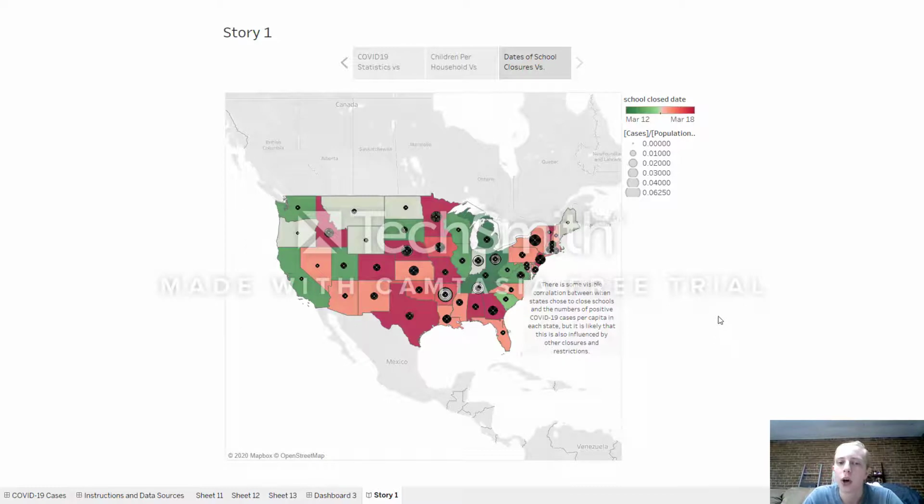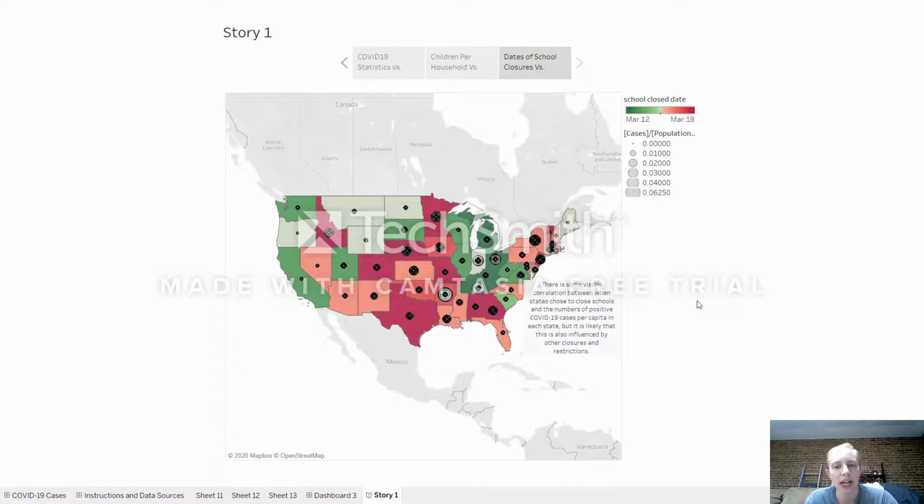And this is all based relatively to each other. So for example, dark green states such as Kentucky, Ohio, and Tennessee mandated that their schools close relatively early, around March 12th or 13th or so. And then these red states like Texas and Colorado were relatively later, a week or more later than some of those other states. And then I also used the circles in this case to represent the number of cases per capita.